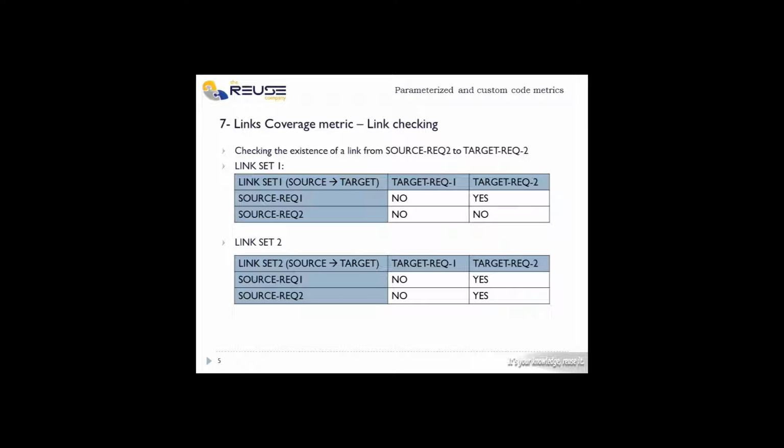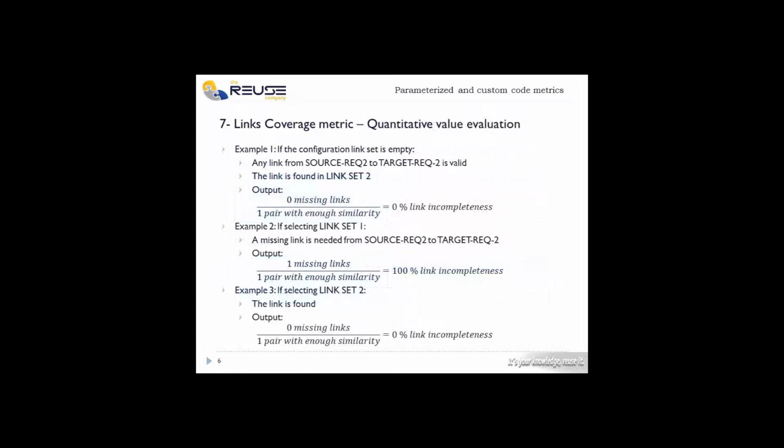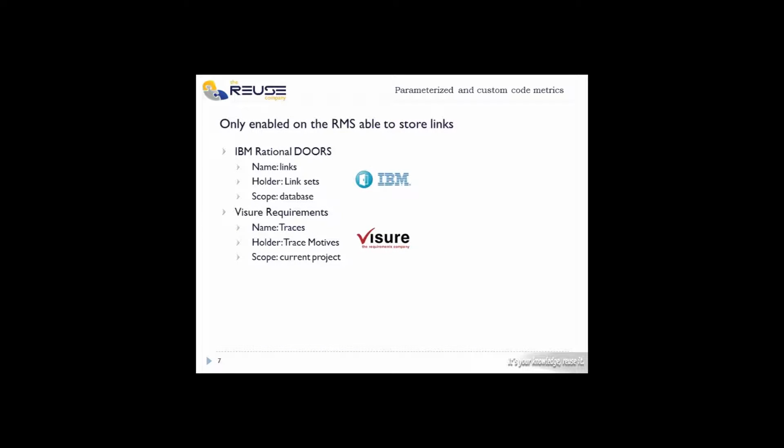Thus, checking the existence of this link between the source and the target requirement is the next step of the evaluation process. For example, provided that we have these two link sets to hold links between the selected source and target specifications. If the link is found, like in example number 2, the metric computes one valid link. Otherwise, like in examples 1 and 3, a missing link will be annotated and added to the results. The final score is computed using the ratio between the missing links and all the candidate links found.